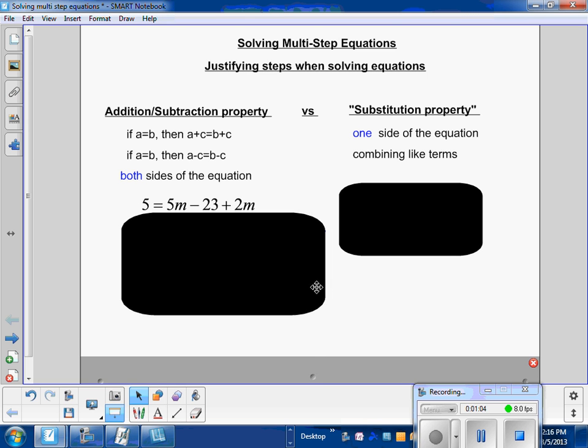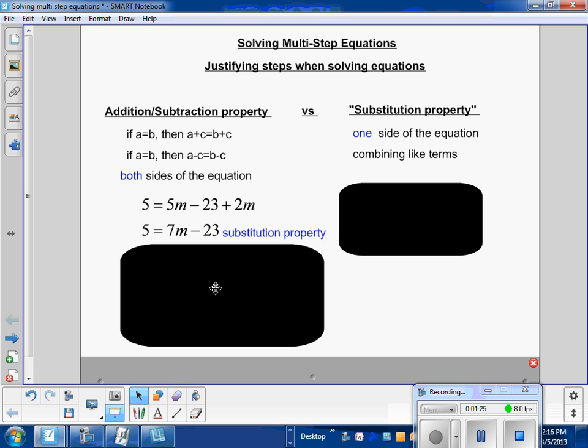So what does that look like? Here's an example. 5 equals 5m minus 23 plus 2m. The first step in solving this multi-step equation is to combine like terms, adding the 5m and the 2m together, which would give us 7m. The justification for that step is the substitution property, not the addition property. That is because we added 5m and 2m together on one side, and we substituted 7m for 5m plus 2m.